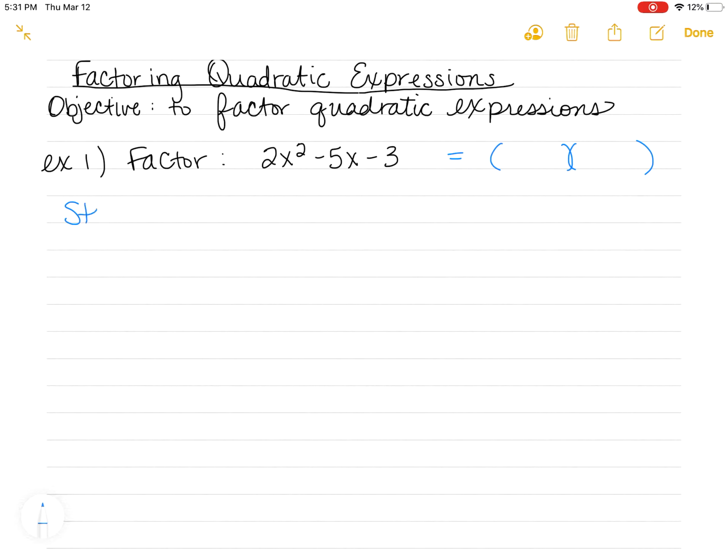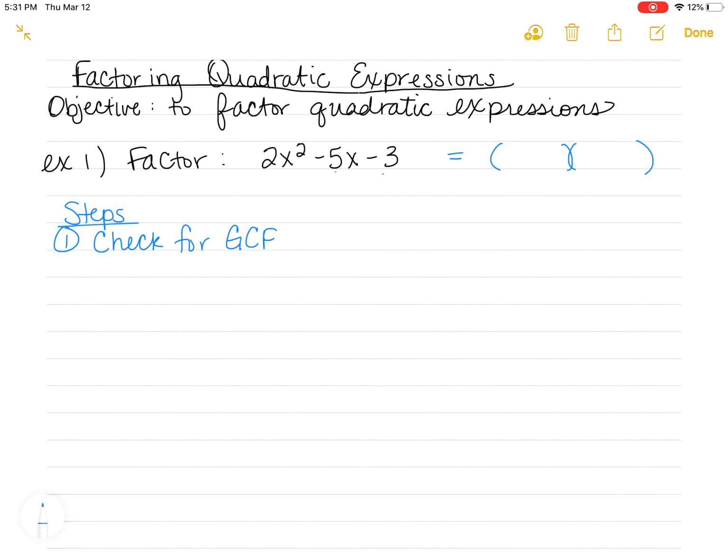So the first thing you want to do is you want to always check to make sure there's not a greatest common factor. So what I'm going to do is I'm going to look at each of my terms and make sure there's not a number other than 1 or a variable that will divide into every term in this expression. Okay, so I have a 2, a -5, and a -3. The only number that they have in common as a common factor is 1. So there's not a greatest common factor other than 1 for the numbers.